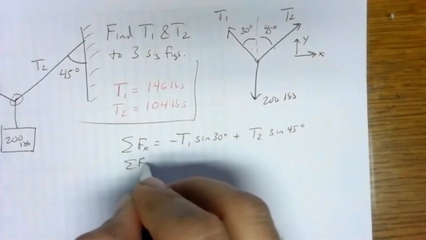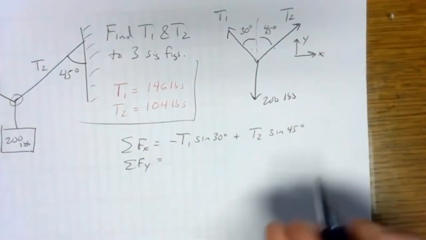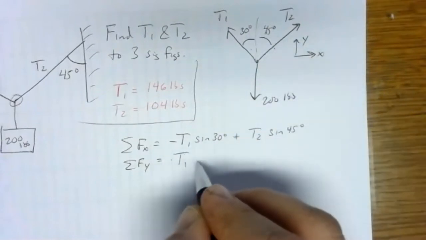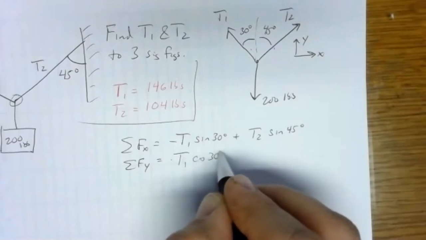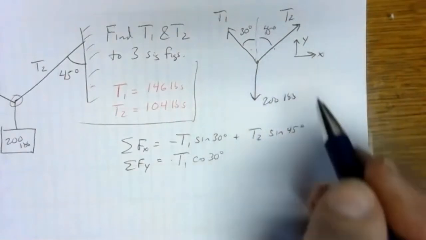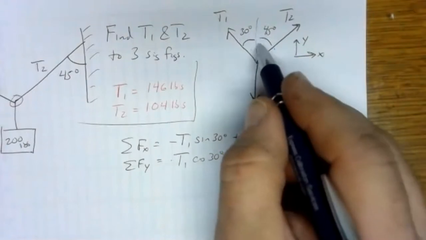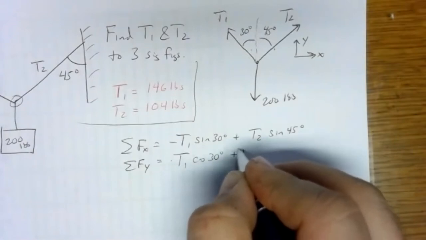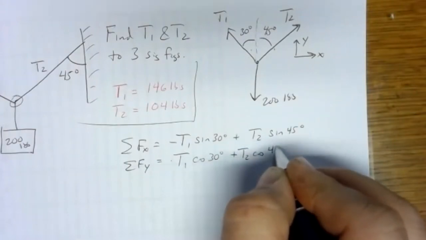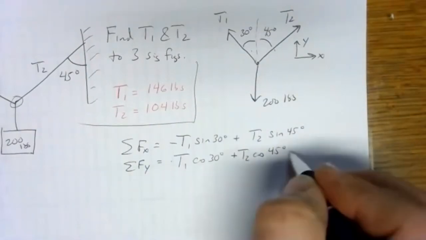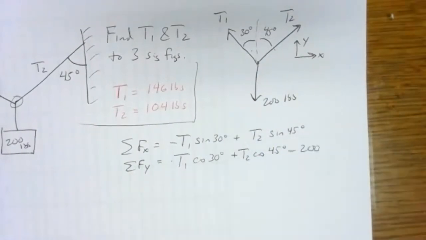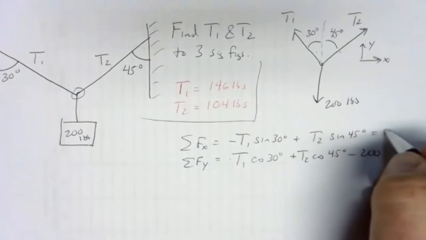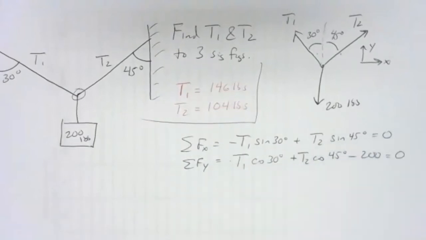Then we'll have our sum of forces in the y direction. In the y direction, we've got the vertical piece of T1 up, so positive T1 cosine 30, that's the adjacent side. We'll have the vertical piece of T2, which is the adjacent side, cosine of 45. So plus T2 cosine 45. Then we've got the 200 pounds pulling down, minus 200. Since we're in equilibrium, the sums equal 0.